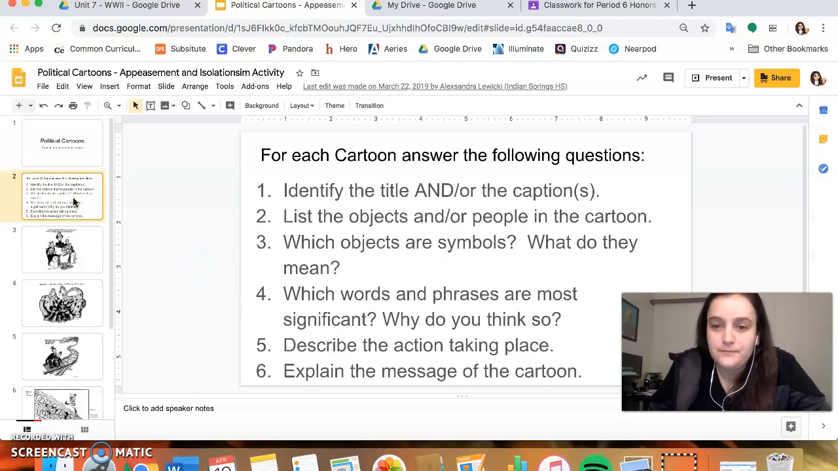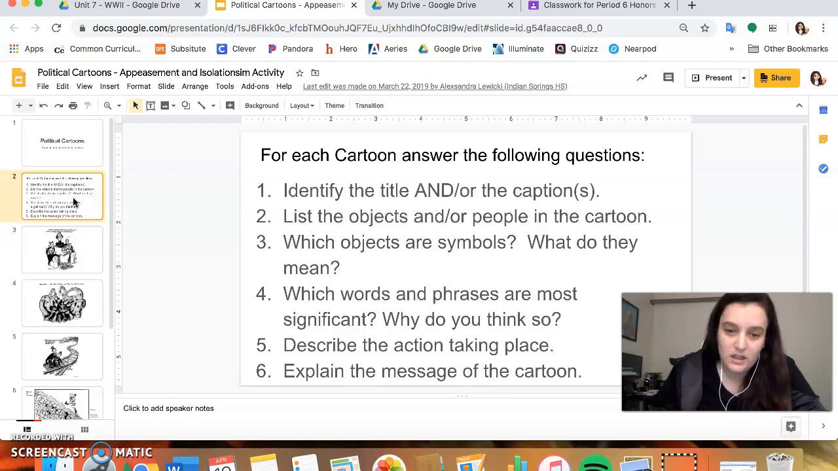Okay, so full sentences, clearly. For each cartoon, answer the following questions. Identify the title and or the captions. What are they? What do they say? Clearly, that's going to be copy and paste, so it's fine. List the objects and the people in the cartoon. What objects are the symbols? What do they mean? Which words and phrases are most significant and why? Describe the action and explain the message. What are they trying to convey?